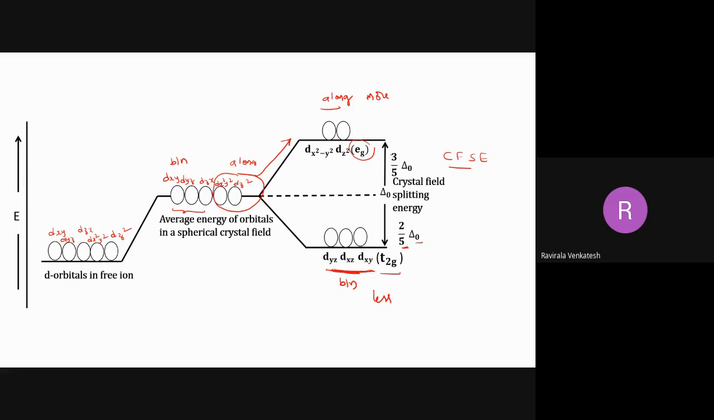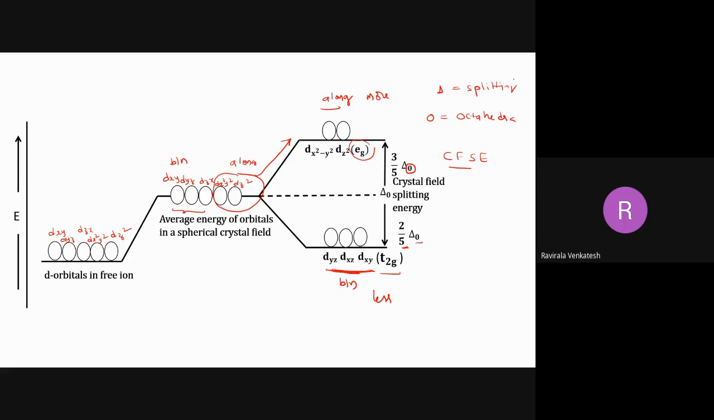Out of the total 5, only 3 are getting down here. So 3 by 5. O is for what? Octahedral. Delta is nothing but the splitting energy.